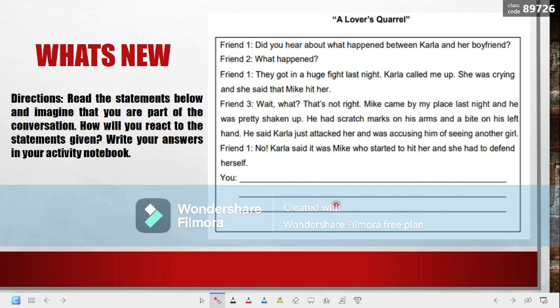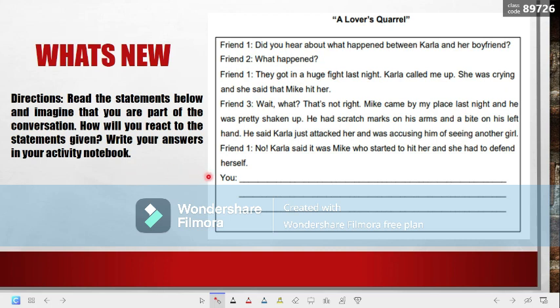Okay, so let us proceed to what's new. Let's have here the directions. Read the statements on the side and imagine that you are part of the conversation. How will you react to the statement or statements given? Write your answers in your activity notebook.